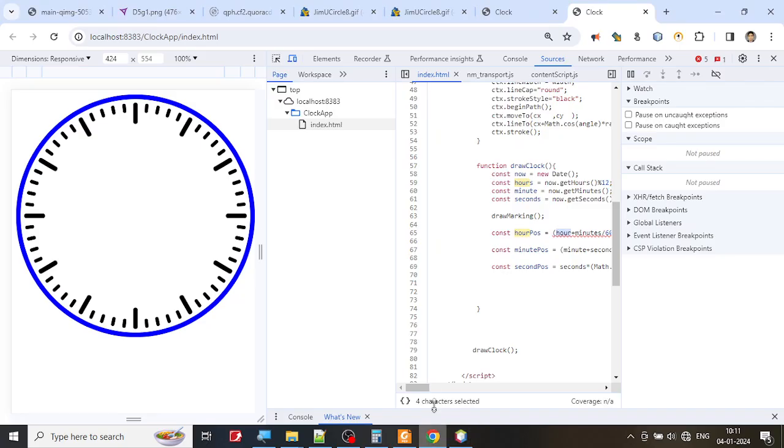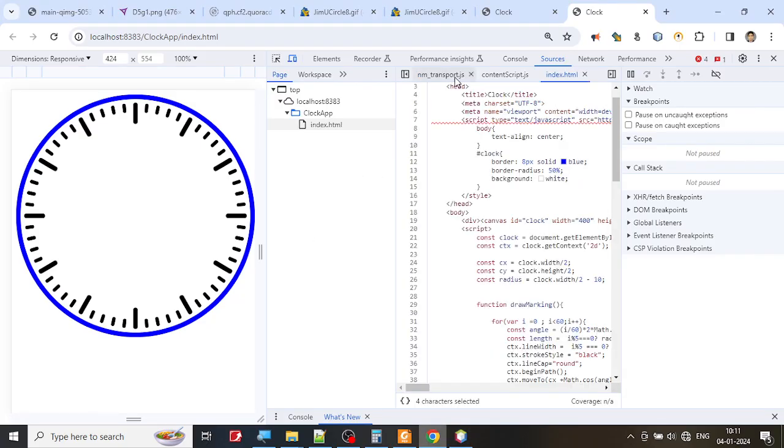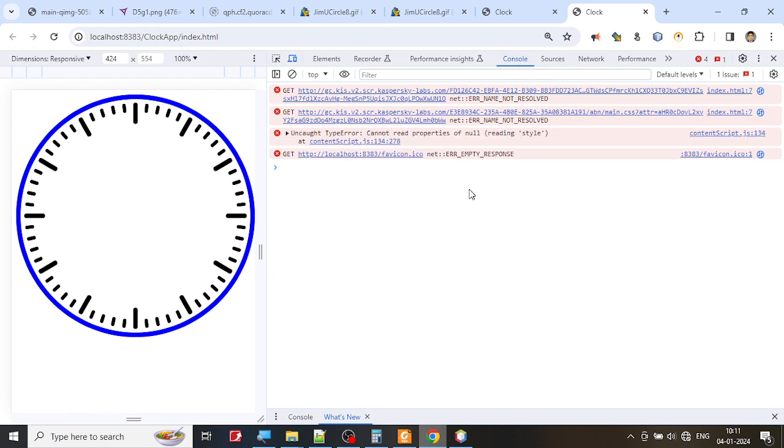Now there is no error, but you still are not able to see the hand. If I go to console, there is no error. Forget about this error. Why am I getting this error? You may say that one is I have this Kaspersky antivirus that is running, and it is trying to do something. And the other one says you don't have a favicon. This icon is not there. It's not required for me. So if it's there or not, I don't care about it.